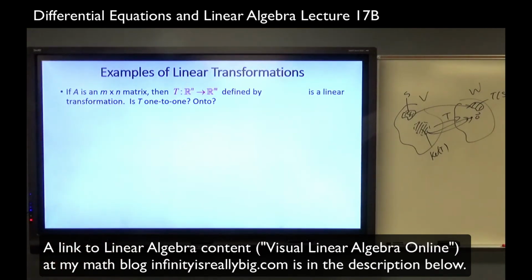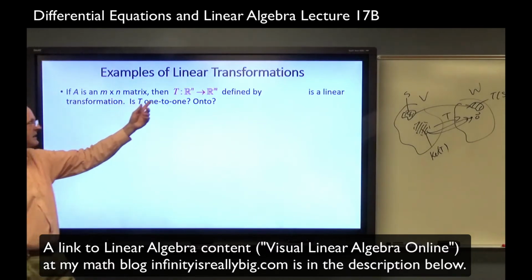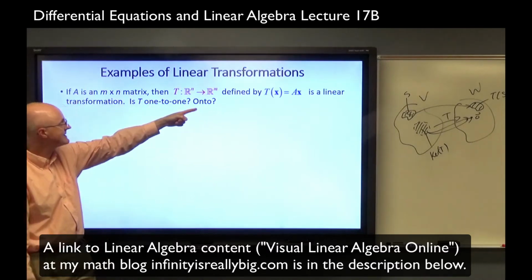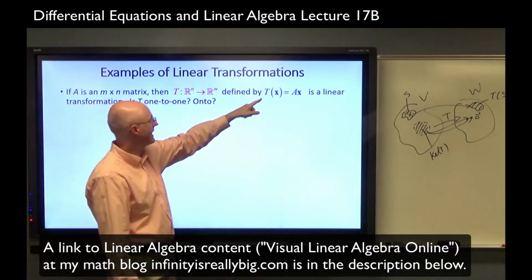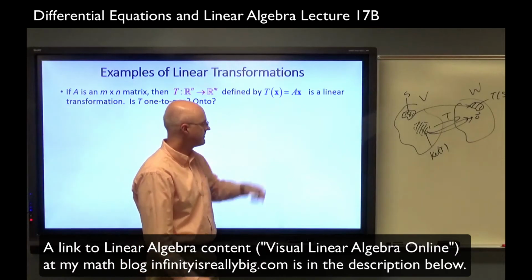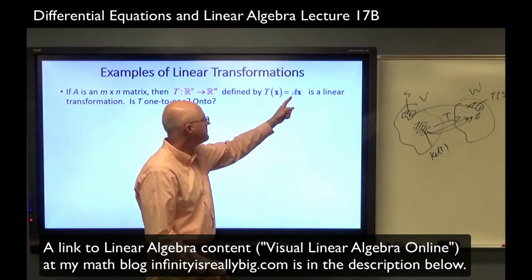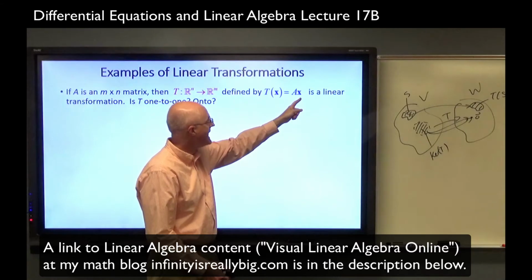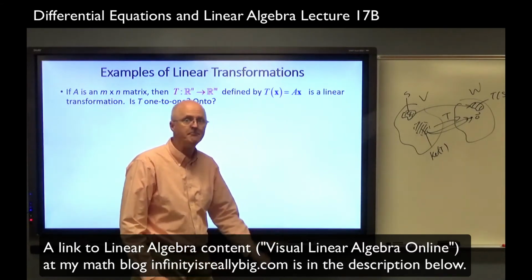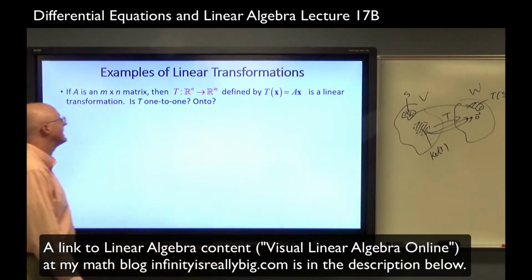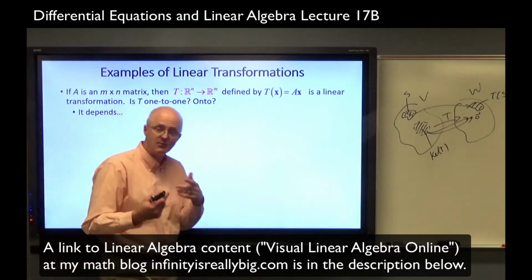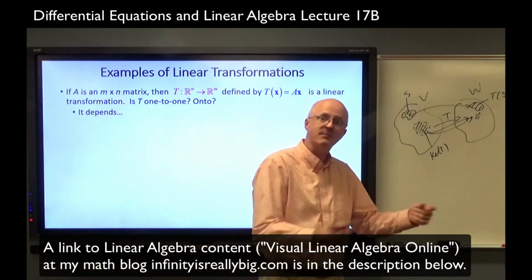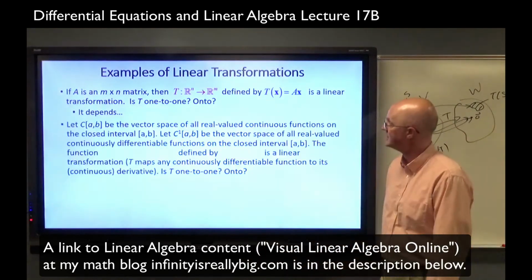Examples. If A is an m by n matrix, then its corresponding linear transformation defined by T of x equals A times x has domain Rn and codomain Rm. It takes n-dimensional vectors as input, gives you m-dimensional vectors as output. A is m by n, x is n by 1. So the answer's got to be m by 1. A times x represents an m-dimensional vector. Is it one-to-one? Is it onto? It depends. We need to use row operations to help us figure it out. And that's part of what we're going to think about with the example at the end of this lecture.